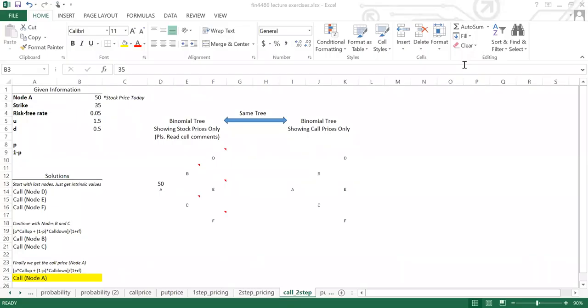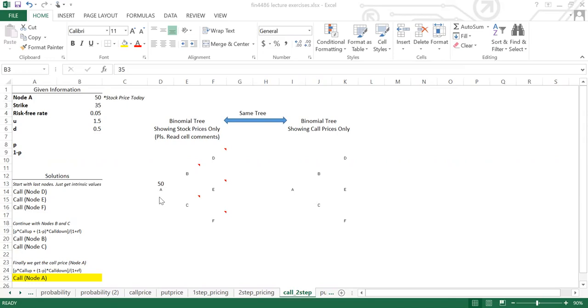Hi to all. So in this video, we're going to solve this two-step binomial tree, and we will do this for a call option, right? So what do we do when we have the two-step binomial tree? How can we solve it? Well, let's look at this and let's work step by step.